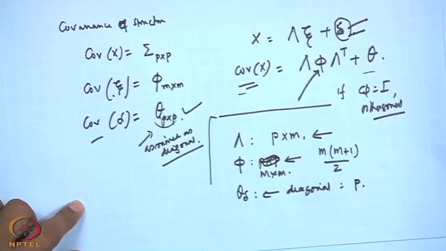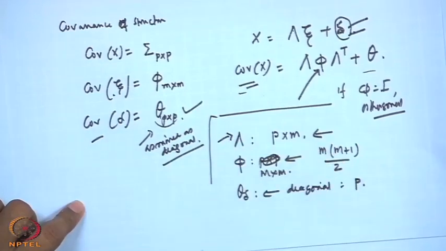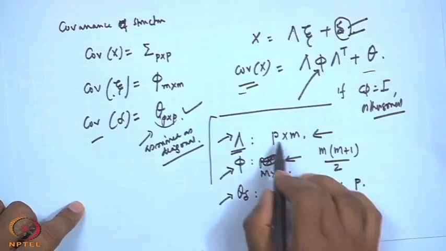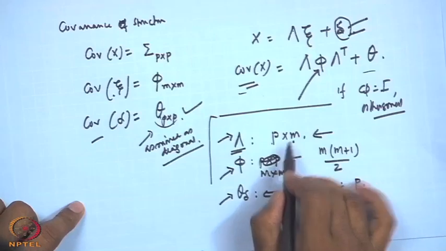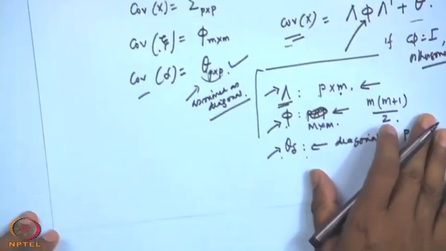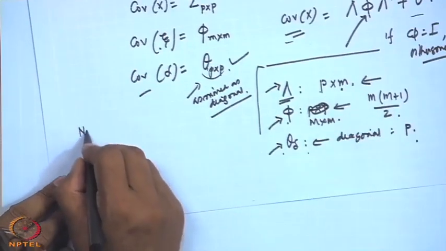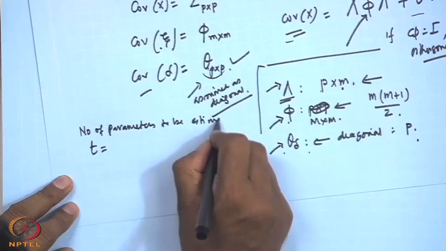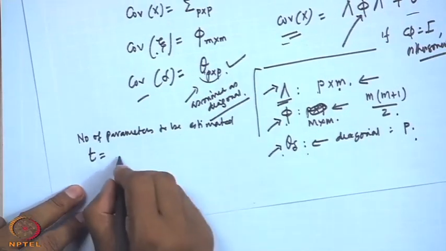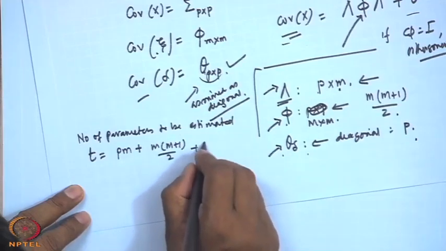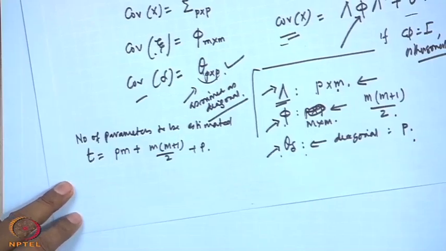So, we require to estimate capital lambda, phi, and theta delta. In the case of capital lambda, p cross m parameters; phi, m into m plus 1 by 2 parameters; theta delta, p parameters. So, in total the number of parameters to be estimated is p m plus m into m plus 1 by 2 plus p.